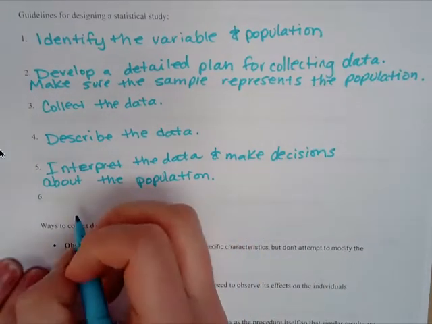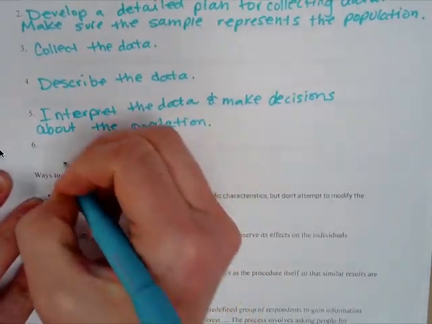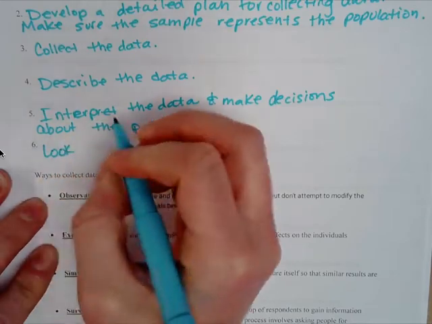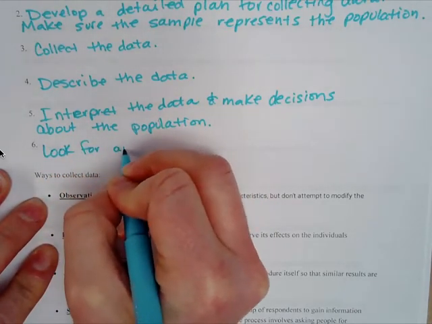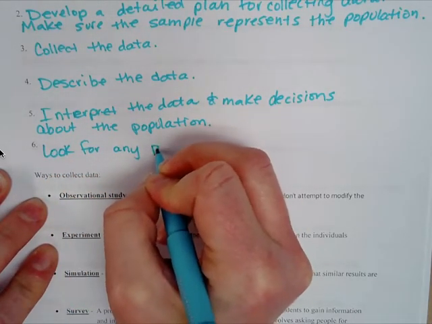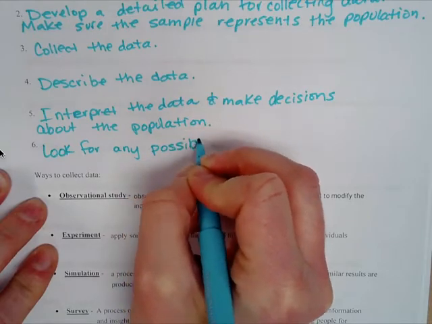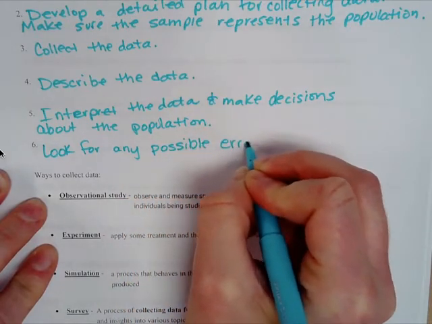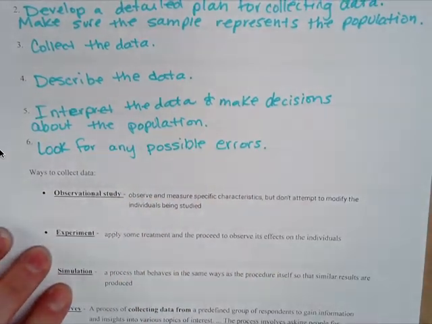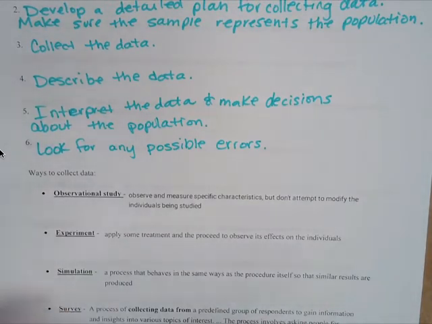And then the last thing is look for any possible errors or mistakes. So if the data doesn't make sense, that means you might have made a mistake at some point. So it's something important to look over.